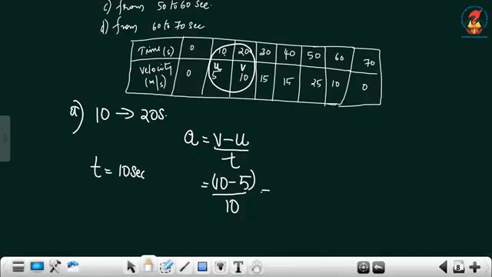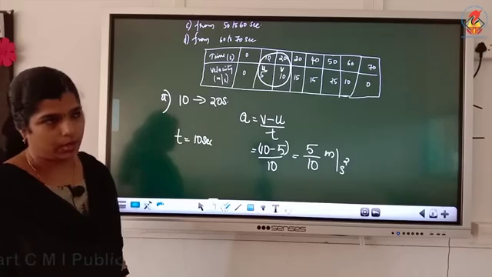So what is this? 10 minus 5, you will get the answer as 5. So 5 by 10 meter per second square, or you can write it as 1 by 2 meter per second square.